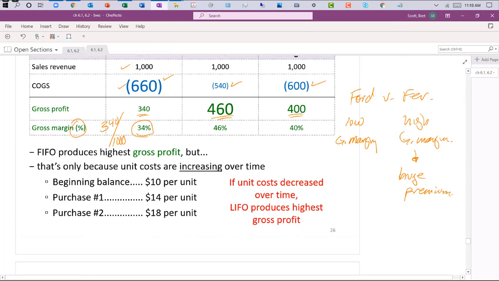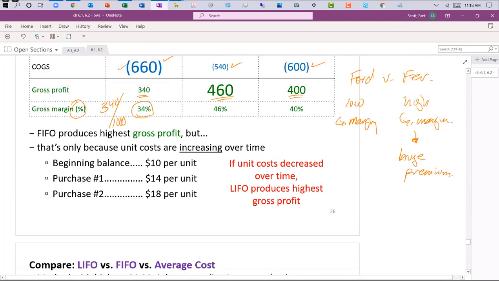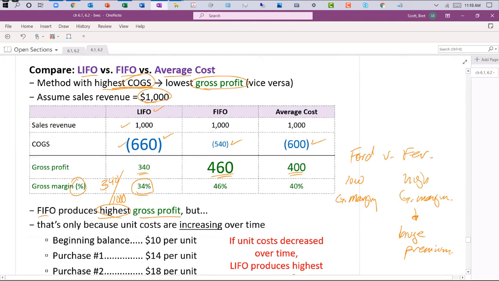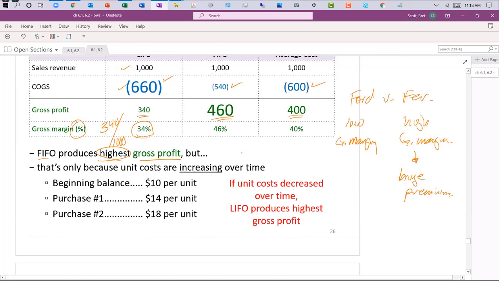So FIFO in this case, when we compare all these, notice how FIFO produces the highest gross profit. And the reason is because it has low cost of goods sold. Low cost of goods sold, high gross profit. High cost of goods sold, low gross profit. So they kind of work against each other. And that's only because in this case, the prices are increasing. Even though the dynamic seems kind of confusing, you have to sketch it out and do the quick math and see how this works. High, low, low, high, right?